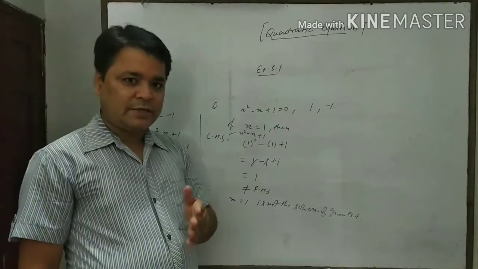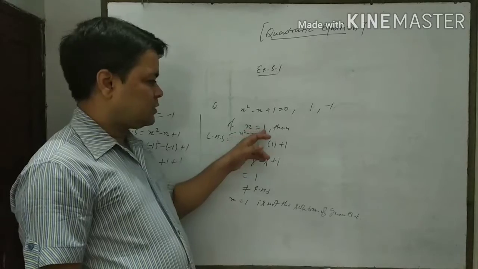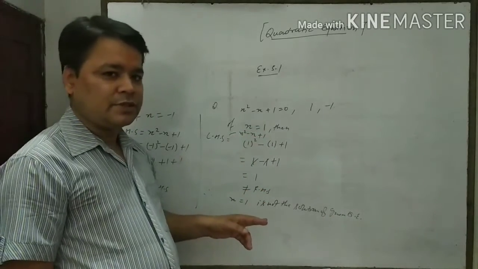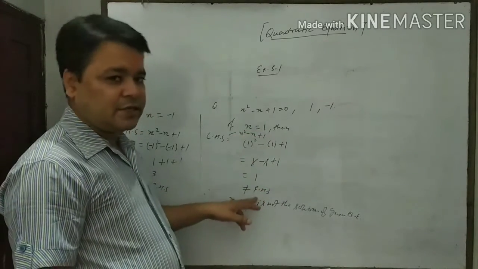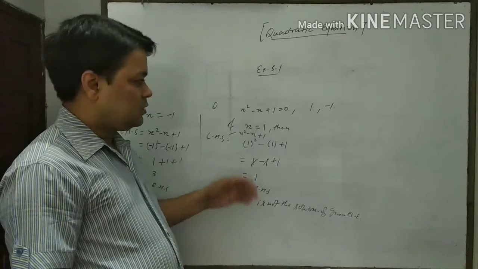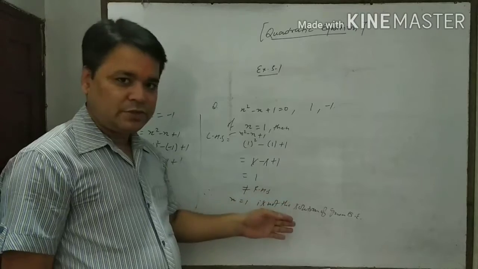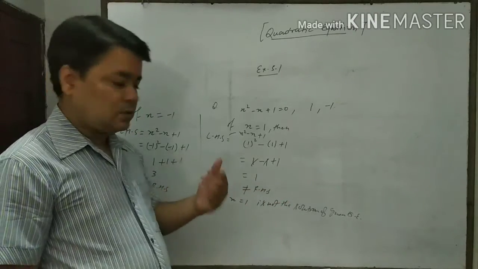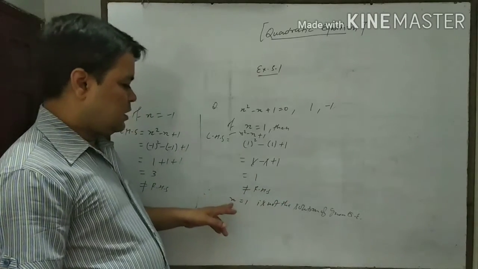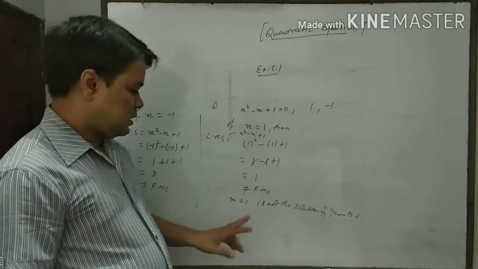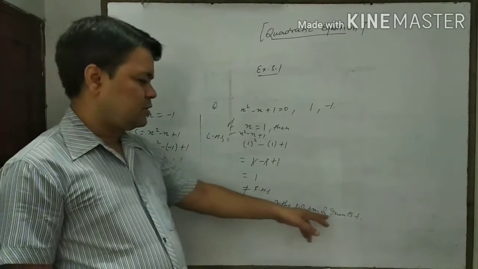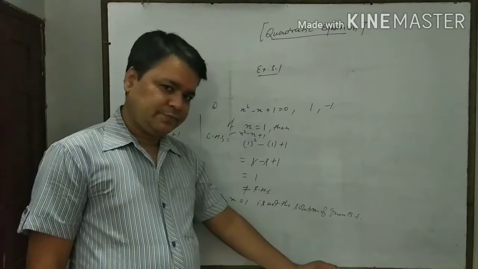Now I think you understand when any value of x will be a solution of the quadratic equation. If the left hand side is equal to the right hand side, then the value will be a solution of the given quadratic equation, and if not equal, just like this, then this value, x is equal to 1, is not a solution of the given quadratic equation.